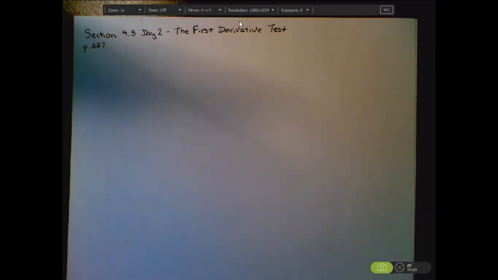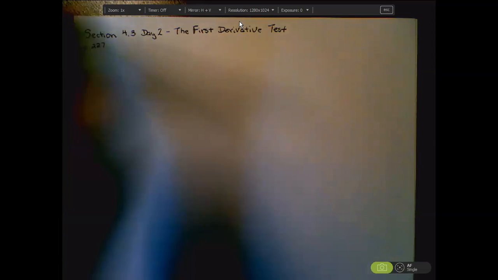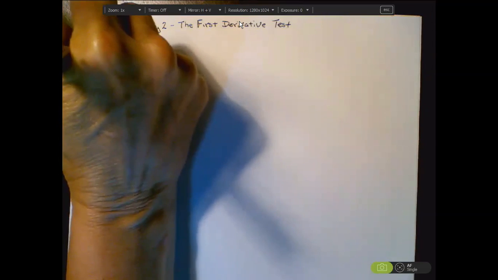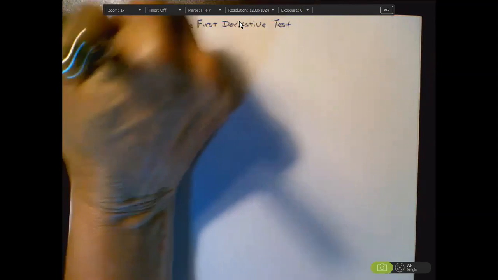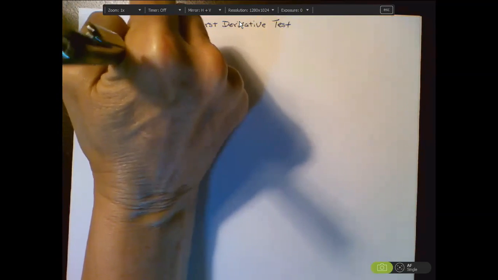So how do you tell that by looking at the derivative? I don't know how to explain that. Somebody jump in and help using the words increasing and decreasing. Maybe I'm just not asking the question well.